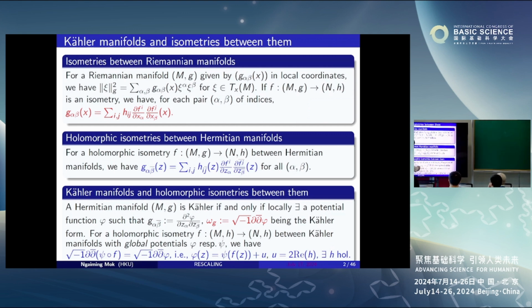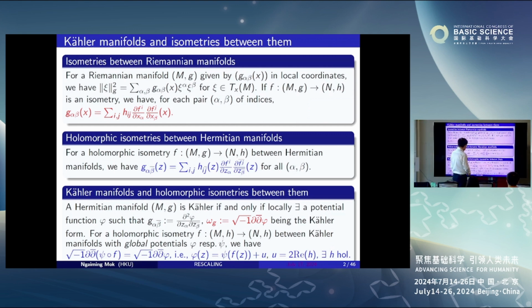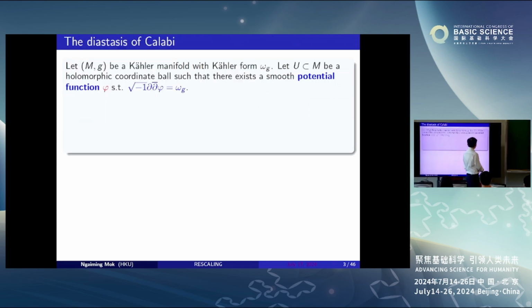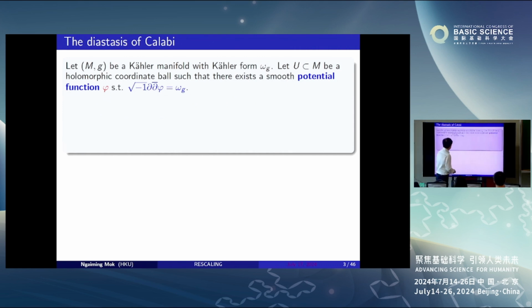So this is putting down the more precise term. It says that the difference between the two functions, two potential functions, is the real part of a holomorphic function. This certainly is the case locally. You restrict to a ball.